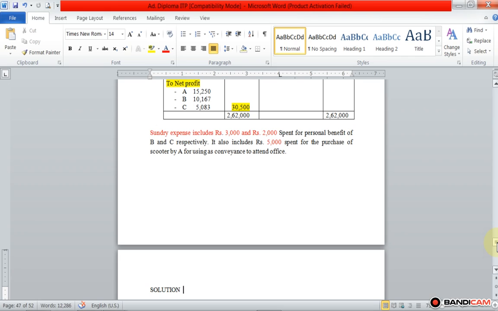त्याचबरोबर 5,000 रुपये जे आहेत, सन्ड्री एक्सपेन्सेसमध्येच 5,000 आहेत. ते कशाचे आहेत तर स्कूटर खरेदी केली, कशासाठी तर येण्या जाण्यासाठी किंवा ऑफिस अटेंड करण्यासाठी. ऑफिस अटेंड करण्यासाठी 5,000 रुपयाची स्कूटर घेतली. मग इथं पर्सनल खर्च डिसअलाउड आहे, कॅपिटल एक्सपेंडिचर डिसअलाउड आहे. स्कूटर खरेदी केली म्हणजे तो कॅपिटल एक्सपेंडिचर आहे, तो डिसअलाउड आहे, म्हणजे हे दोन एक्सपेन्सेस ॲड होतात.